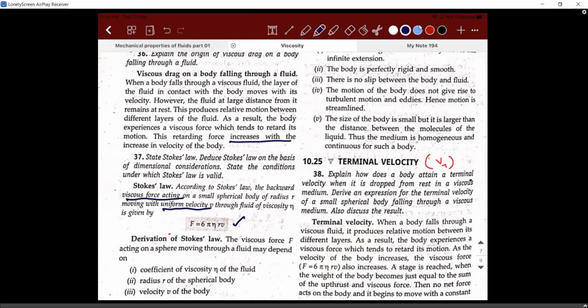Sir, this Stokes' law is about the tangential force between the solid sphere and the liquid, right? Yes. Okay.